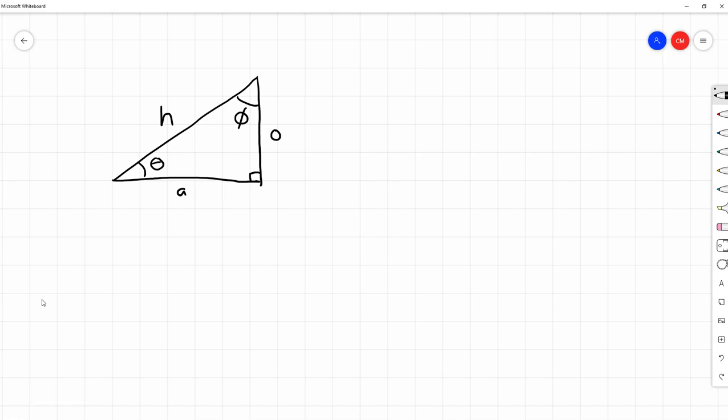You should know your trig functions already, but if you don't, let me summarize it real quick. Our trig functions are the ratios of the sides to each other based upon the angle. The sine of the angle theta is the ratio of the length of the opposite side to the hypotenuse. The cosine of theta is the length of the adjacent side over the length of the hypotenuse. And the tangent is the length of the opposite side over the length of the adjacent side.